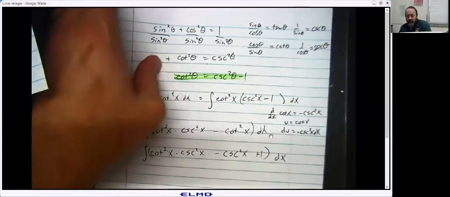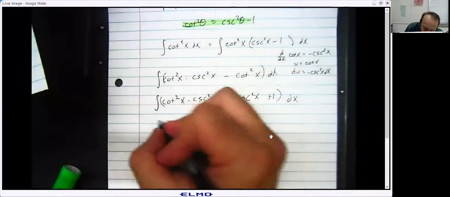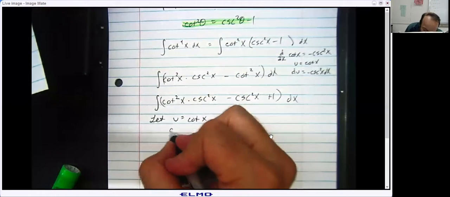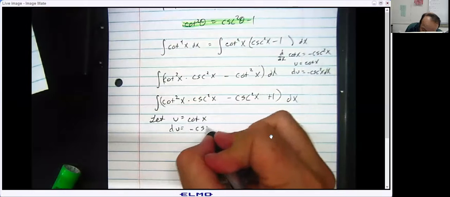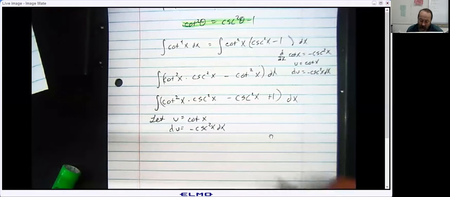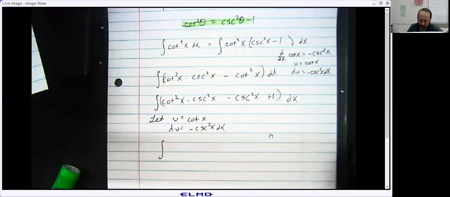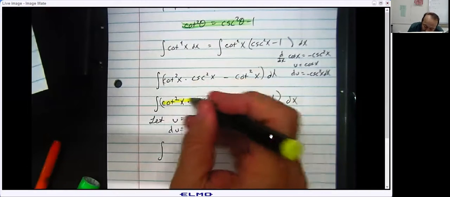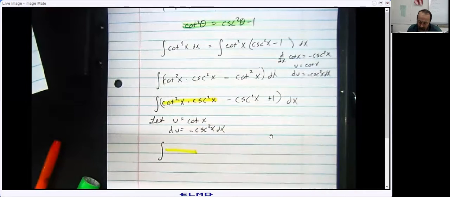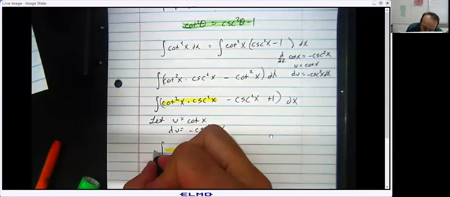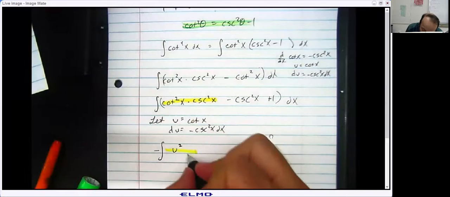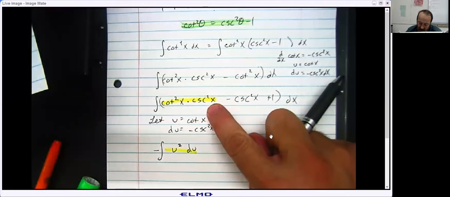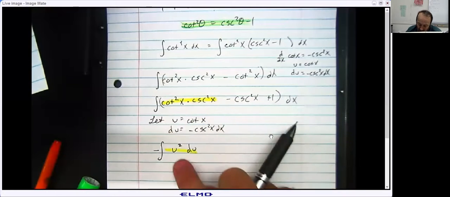Now, here we go. We're going to get this thing going here. So if I were to let u be the cotangent of x, like I did up here, then du is, of course, negative cosecant squared x dx. And so when we look at this front part of this equation, what I really have is opposite u squared du. Because this cosecant squared is negative du, and that is u squared.